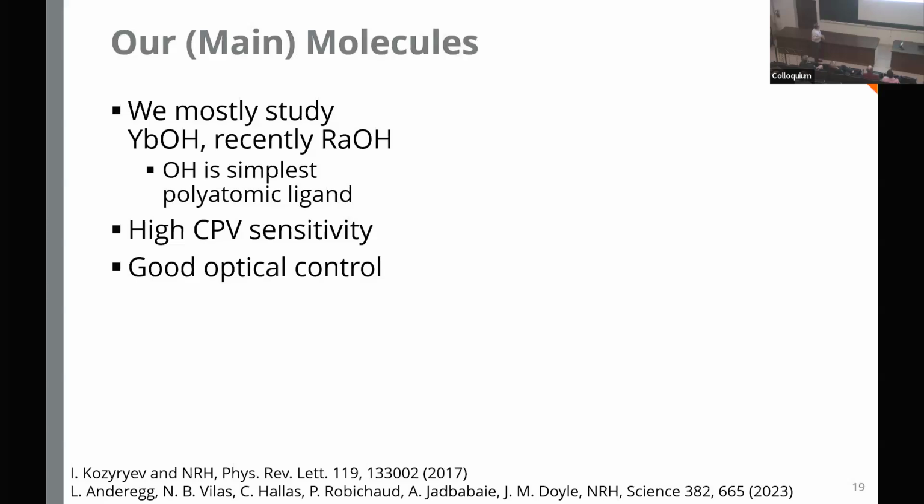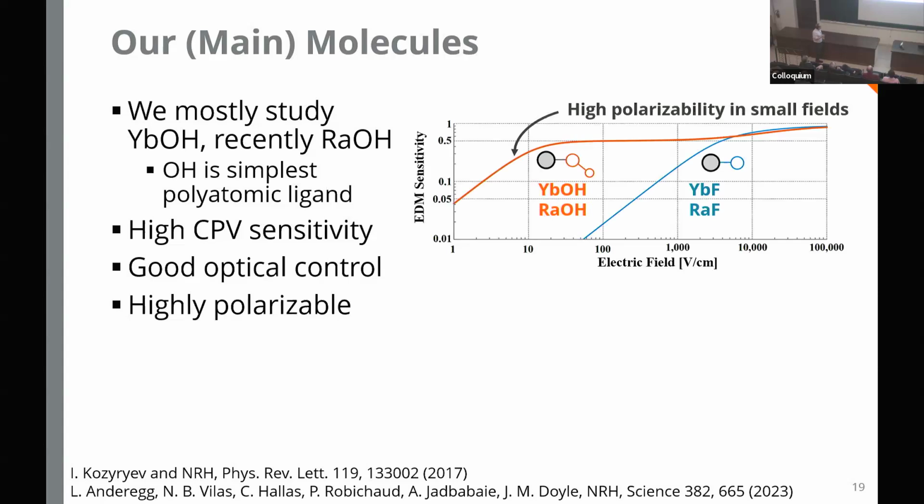So we mostly work with YbOH, ytterbium monohydroxide, and more recently with radium OH. We choose OH mainly because it's the simplest polyatomic ligand that gives us all the features we want, including this bonding for good optical control. They're heavy, so they have good CP violation sensitivity. They have this highly polarizable polyatomic symmetry lowered structure. And these molecules have some additional features which, at the time when we started these experiments, we didn't really realize, but eventually we figured out.